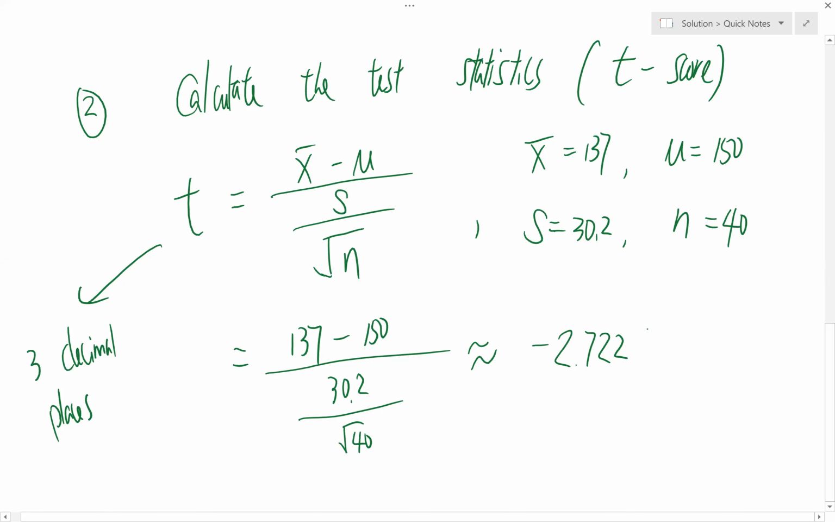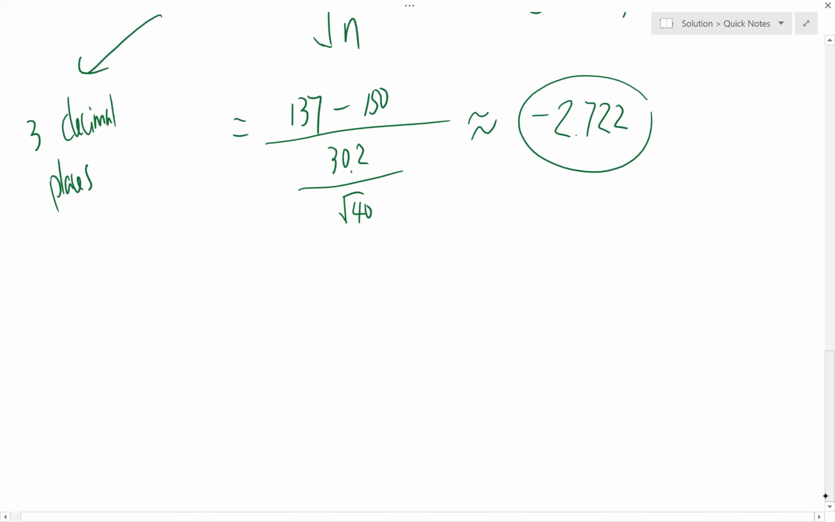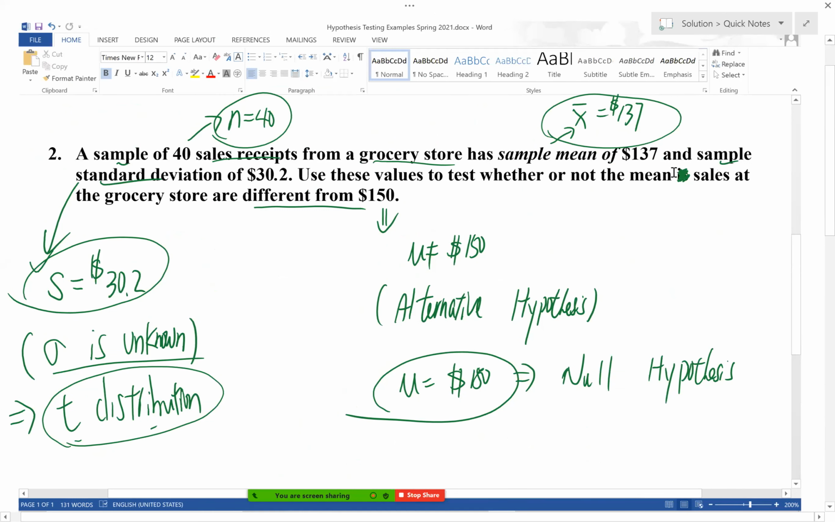So this test statistic, the t-score, is negative 2.722. Now let's find, based on alpha, a critical t-score, a t value. So step 3, based on alpha, which is 0.05, I believe. Well, it's not given here, so we're assuming alpha is 0.05.